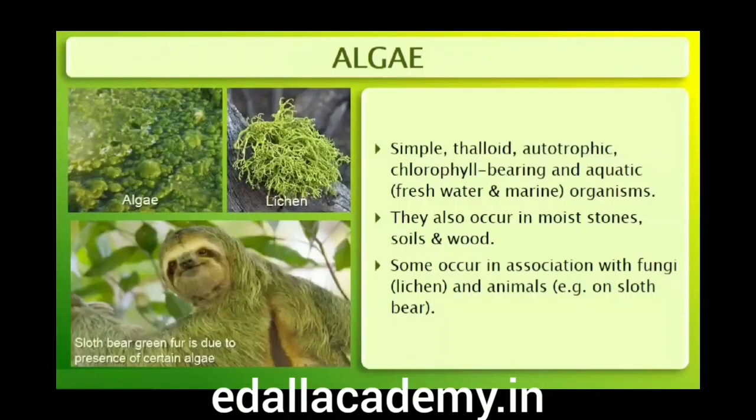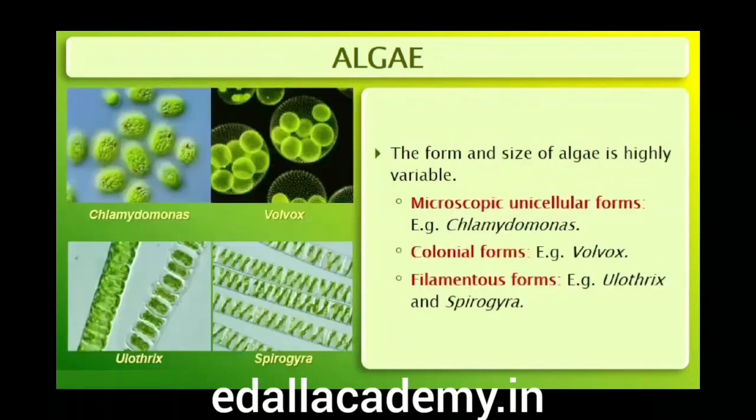3.1 Algae. Algae are chlorophyll-bearing, simple, thalloid, autotrophic and largely aquatic, both freshwater and marine, organisms. They occur in a variety of other habitats: moist stones, soils and wood. Some of them also occur in association with fungi, lichen, and animals, for example, on sloth bear. The form and size of algae is highly variable.